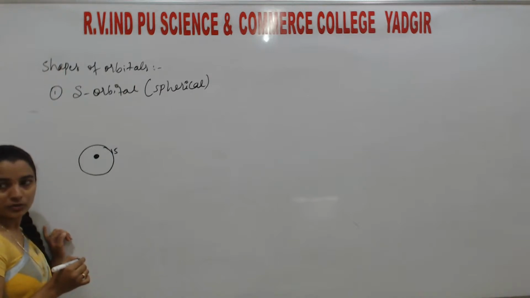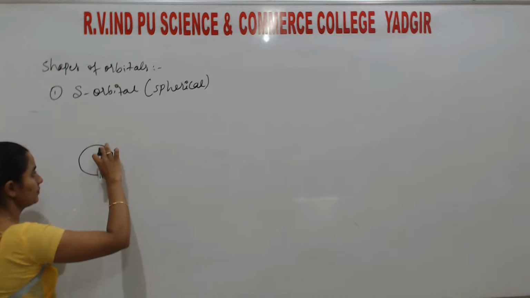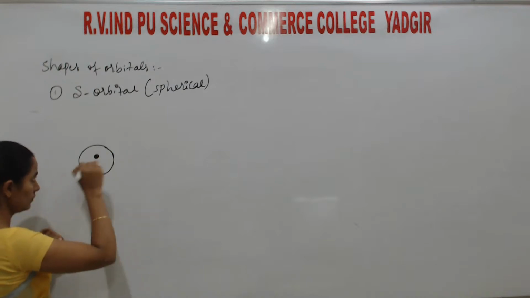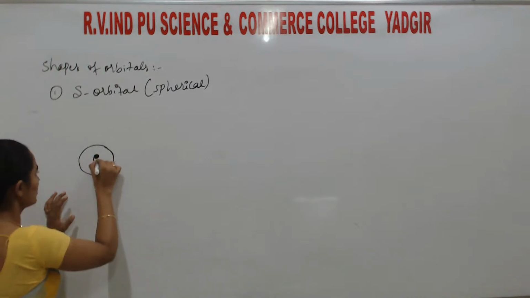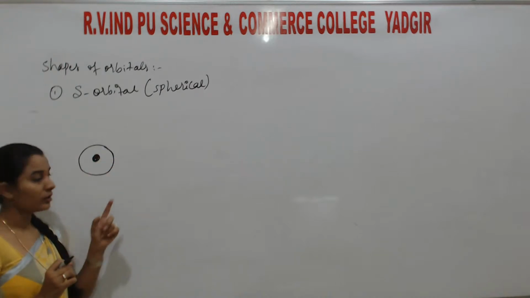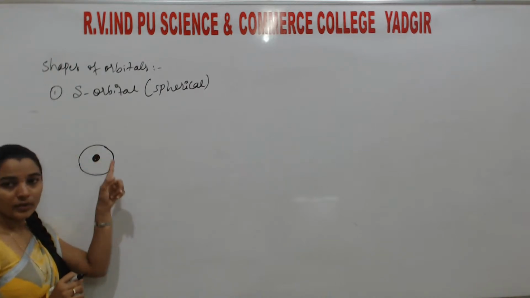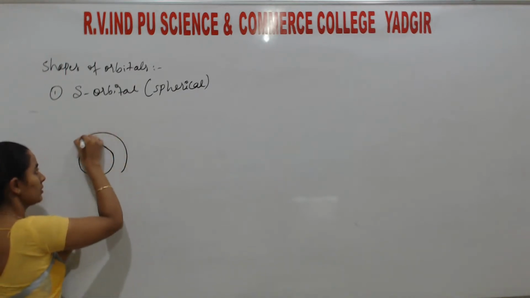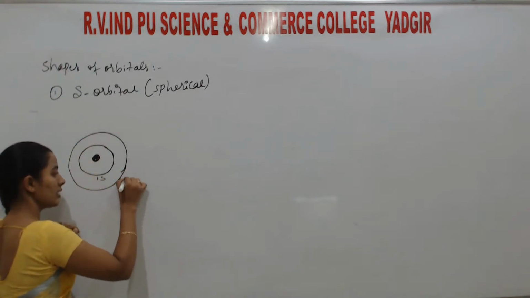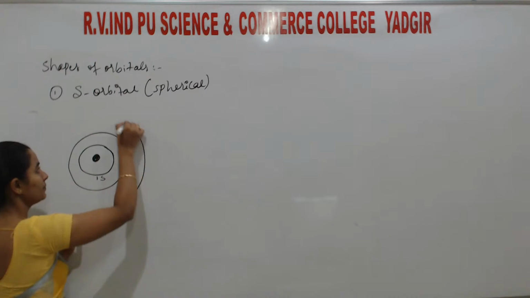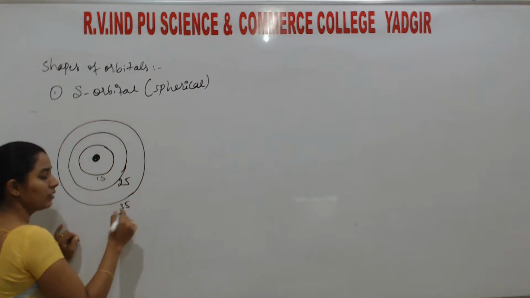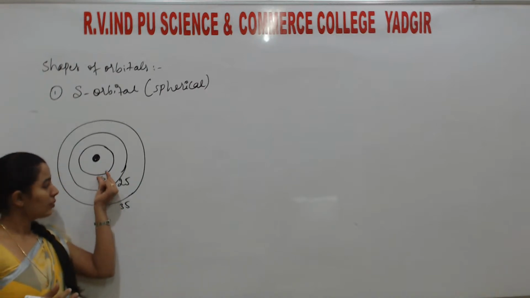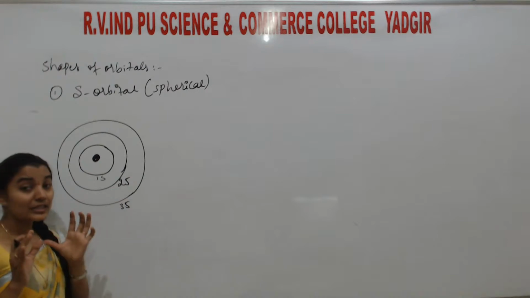Understood? So this is the nucleus, this is the s orbital. Students, here the electrons are present. This is what? One s orbital. If we consider 2s, this is the 2s orbital. Similarly, this is the 3s orbital. The size goes on increasing as the number of shells increases: 1s, 2s, 3s. But it is spherical in shape.